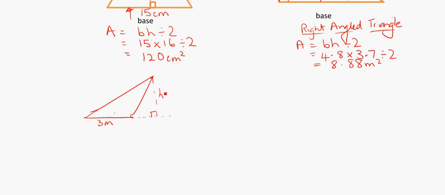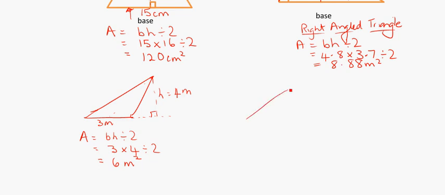So let's say that height is 4 meters. So the area here, base times height divided by 2. It's good to keep writing that so you remember it. And so it's just 3 times 4 divided by 2, which is 6 meters squared.